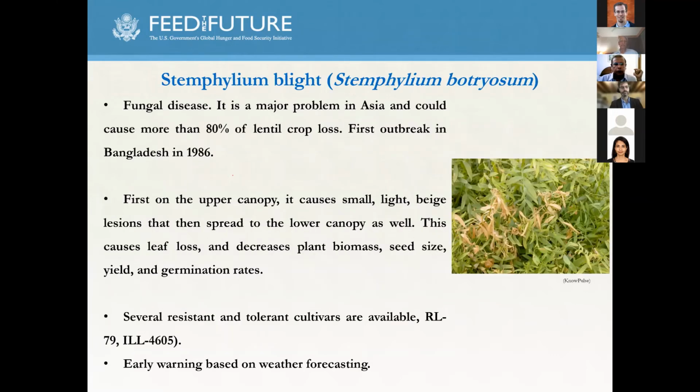I just mentioned Stemphylium blight a little bit. Already Mr. Ariel explained about it. This disease was first noted in Bangladesh in 1986. It is serious. It can cause up to 80% damage. And it starts in the upper canopy and slowly migrates down to the lower level and causes quite a bit of defoliation. I think in Nepal, they have already found some resistant varieties. I just picked up from Mr. Ariel's slides. So I'm noting that the varieties RL79 and ILL 4605 are resistant to this disease.